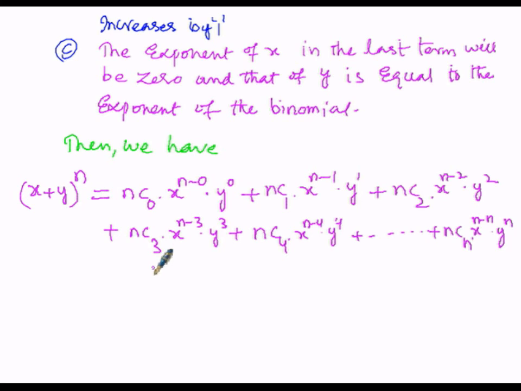whereas these values, that is nC0, nC1, nC2, nC3 and so on up to nCn, are binomial coefficients.